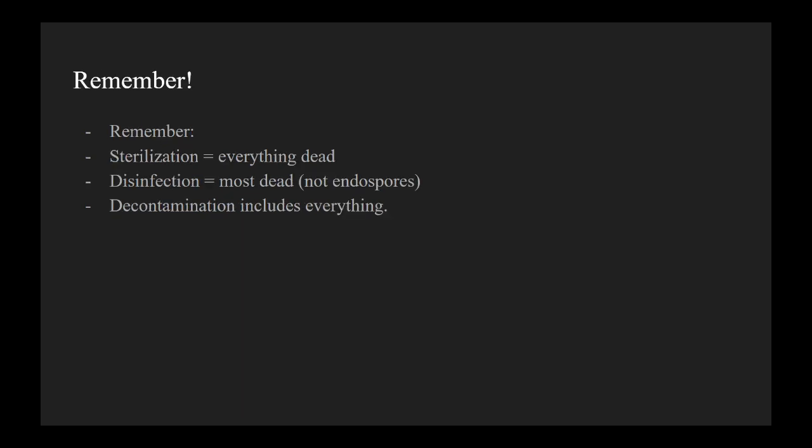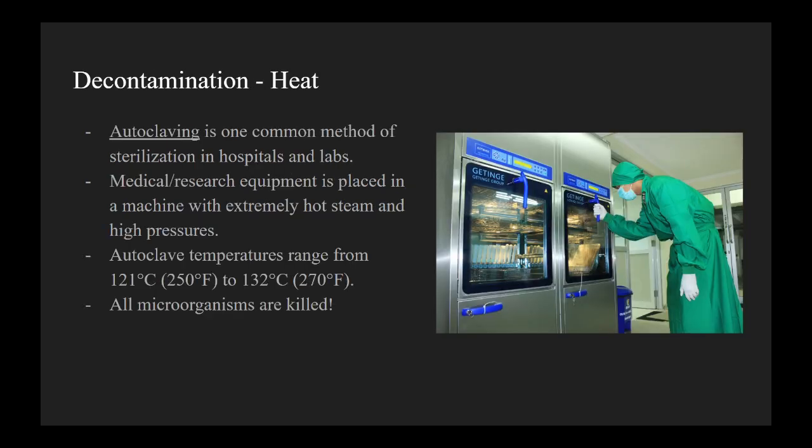All right, so to recap with the terminology, remember, before we go into the methods: sterilization is killing everything. Disinfection is mostly killing everything except for endospores. Then decontamination just includes all these methods here. All right, so we can use heat as a way of decontamination. And here, the method we use is called autoclaving. This is a sterilization method, so it's going to kill everything on these objects. It's a common method that's used in hospitals and labs.